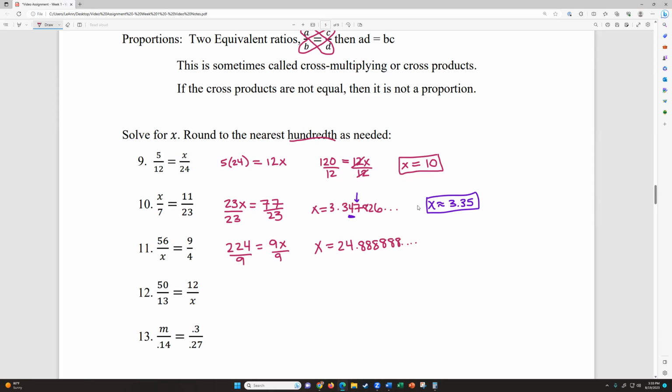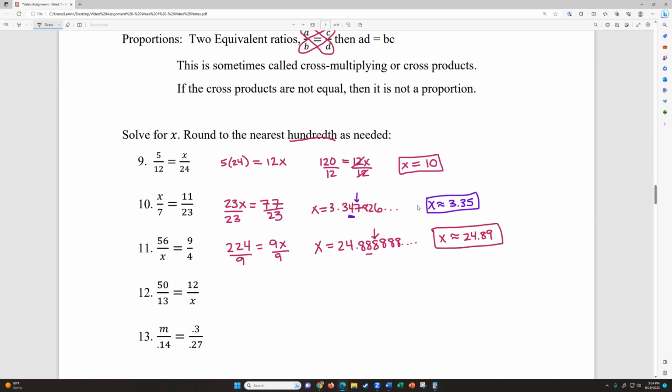The reason I'm not writing the 8 with the repeating symbol on top of it is because we're rounding the answer to the nearest hundredth. So right there, that's our hundredths place, that second 8. The number behind it is definitely bigger than or equal to 5. So 5 and bigger, so this will be x is approximately 24.89.